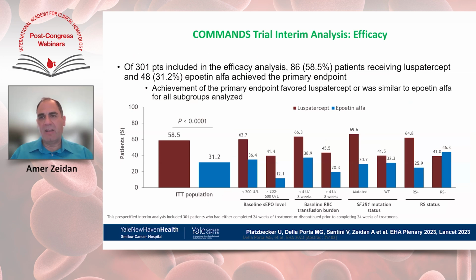Of course, this trial has been now presented and published in Lancet and Lancet Hematology, but the primary results indicated a significantly higher chance of transfusion independence, almost double the transfusion independence rate of 60% compared to 30%, which was consistent across the subgroups, with the exception of the patients without ring sideroblast.